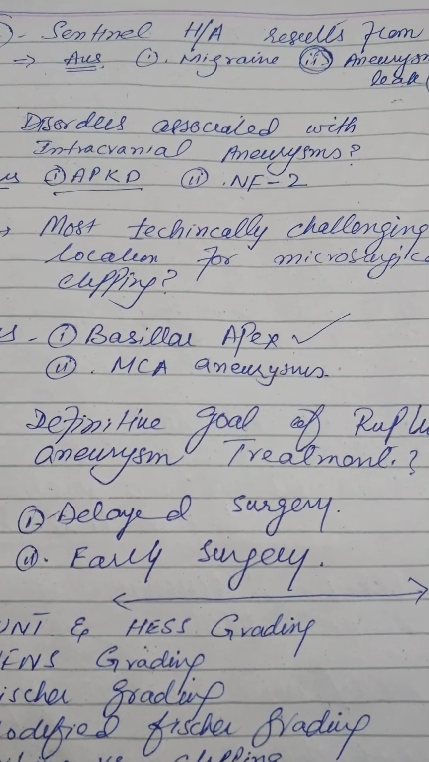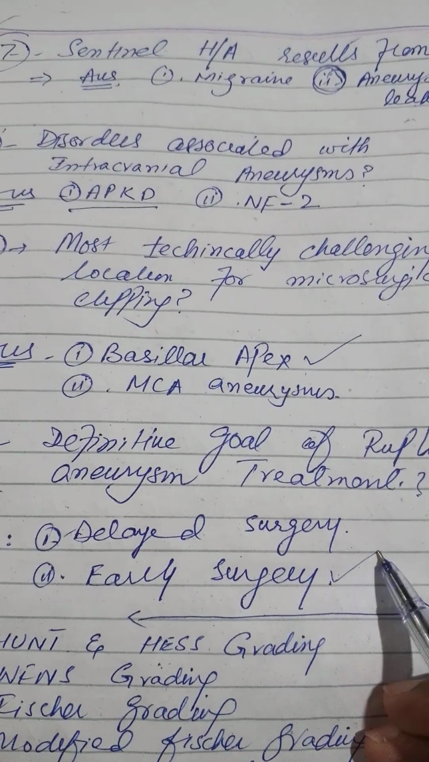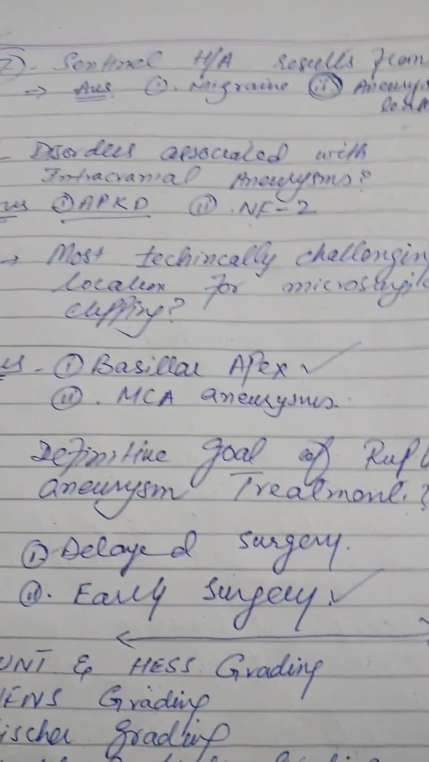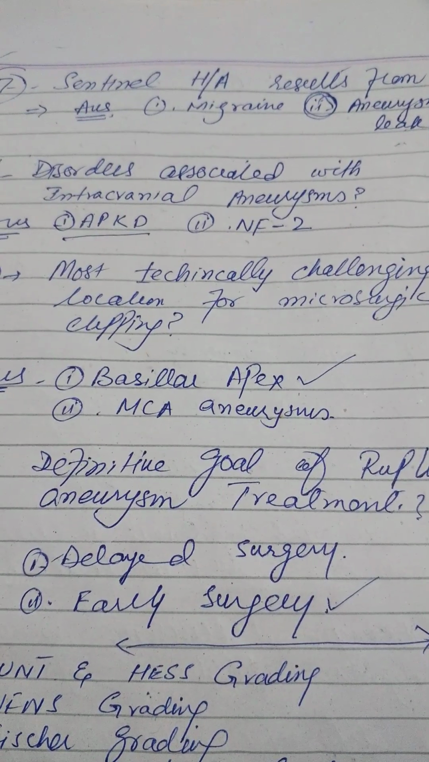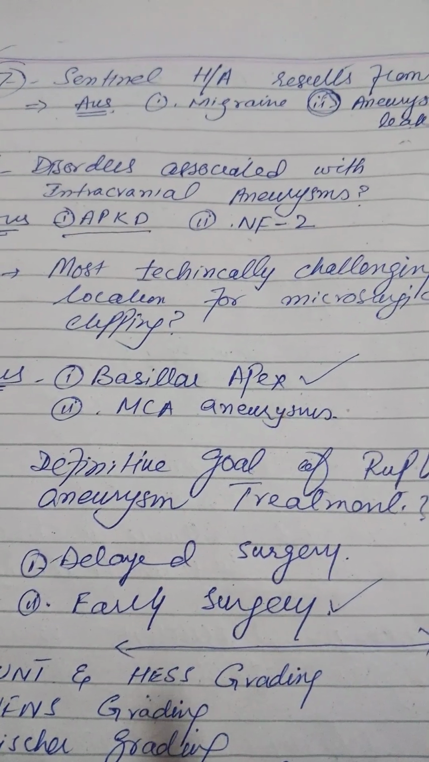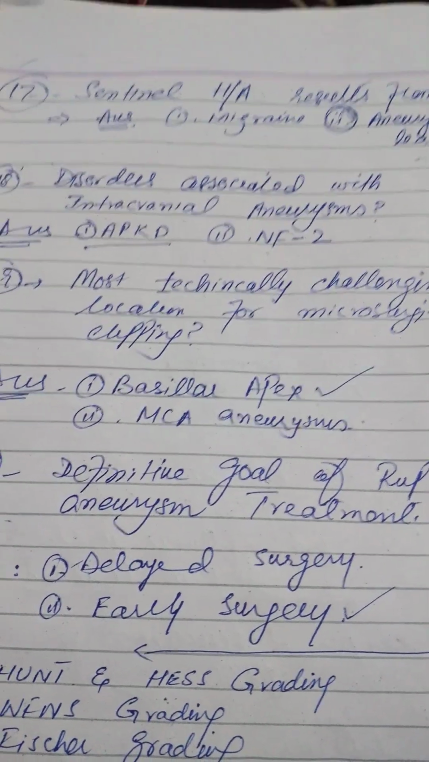What should be the definitive goal of ruptured aneurysm treatment? Delayed surgery or early surgery? Early surgery benefits more: control of the hemorrhage and exclusion of the aneurysm from the parent artery. So this is the most definitive management.